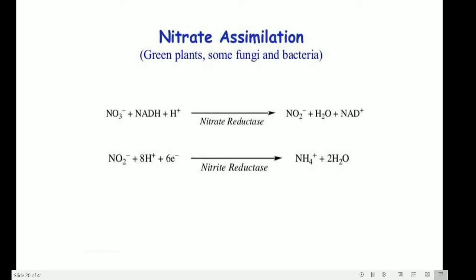NO3 minus plus NADH plus H plus ions react under nitrate reductase. This nitrate reductase helps to produce NO2 minus. The very notable thing is that nitrate reductase converts NO3 to NO2 minus. In this step, NADH is converted into NAD. Another thing is NO2 is converted into NH4, which also happens with a reductase, with the release of 8 hydrogen and 6 electrons.